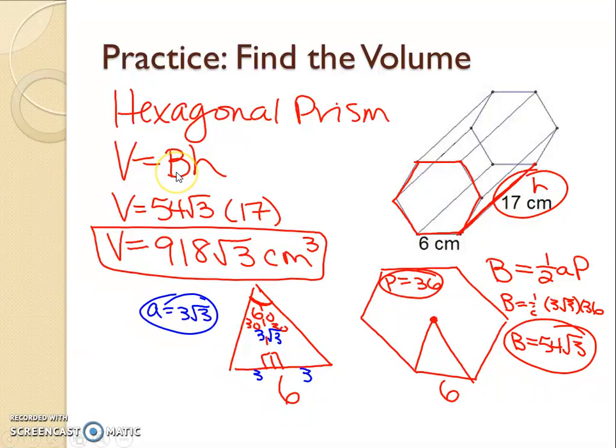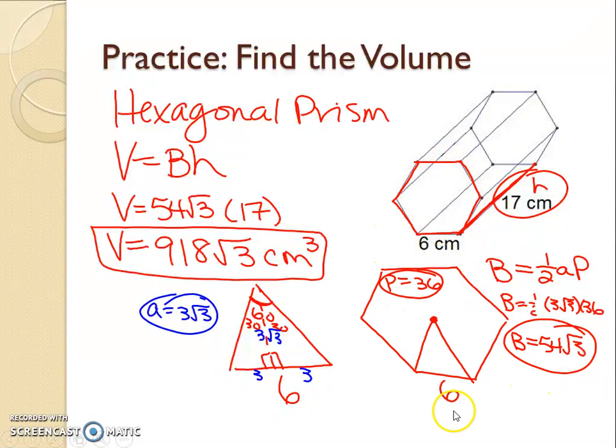And then we're going to do the base area. So the base area of a hexagon, because this is a regular hexagon, is going to be half times A times P. So half times, that is a formula for regular hexagon. So how do you find A? If I draw a triangle, like this is the base I drew right here.